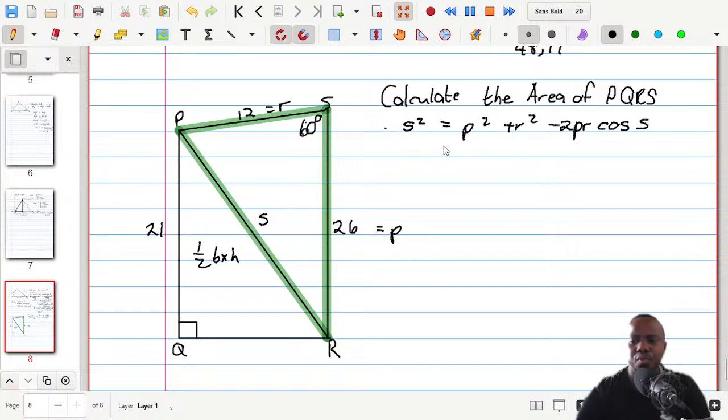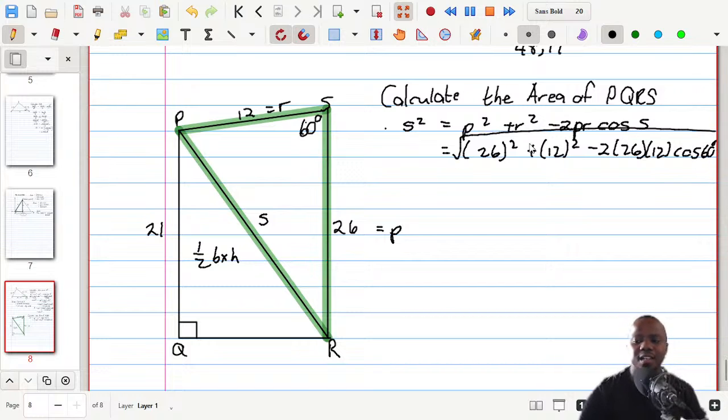I'm just going to put this as for P. This is 26 squared plus R. This is 12 squared minus 2 times 26 times 12 cos of 60. And I'm going to put this underneath the square root sign to get the value of PR. Let's do that and get our answer.